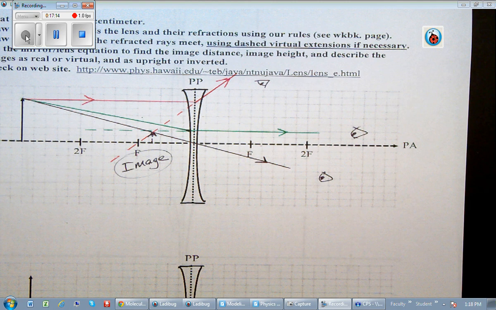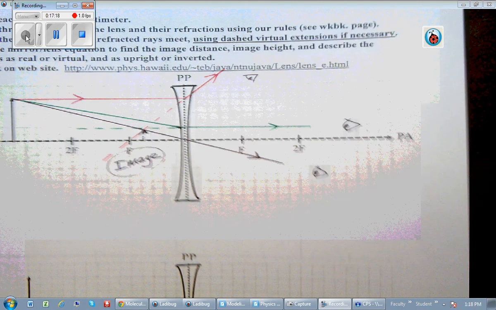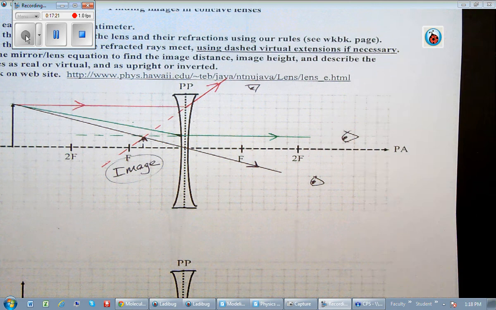I've got a little space down here. And you'll see on pages 34 through 37, there are several other different kinds of lens problems. And the more practice you do, the better you get at it.